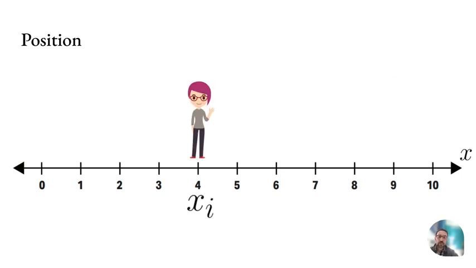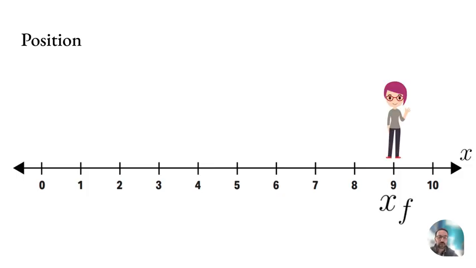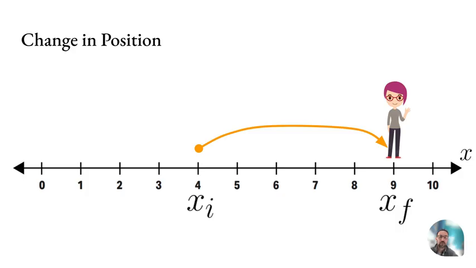If we call that initial position x subscript i, and her final position x subscript f, then we could talk about her change in position. She moved from x initial 4 to x final 9. And that change in position is what we call displacement.